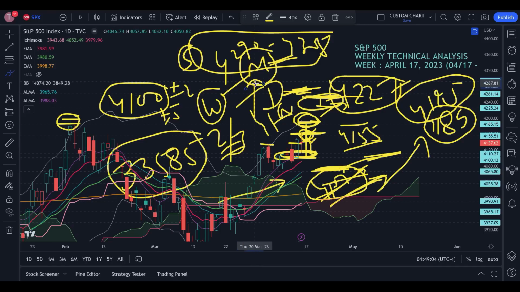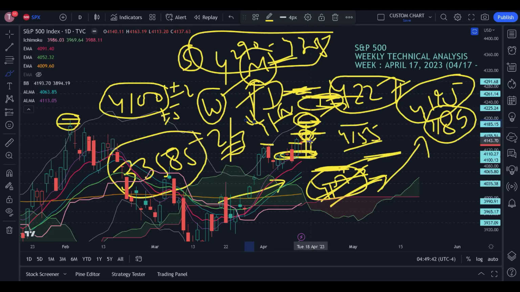But one more thing: if it fails to close above 4155 or 4160 on Monday, we need to see how much the fall is. If the fall is very limited, just a little, we can expect it will try again on Tuesday. If there is a very heavy fall on Monday, the chances of it trying again on Tuesday are less. Rather, it can come and retest 4100 and 4110.